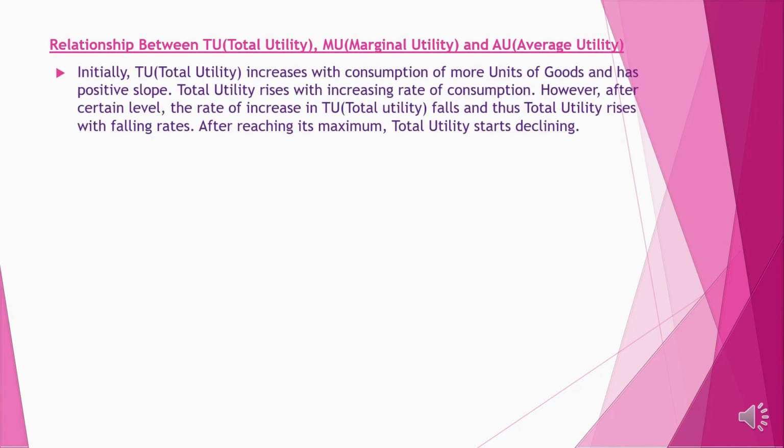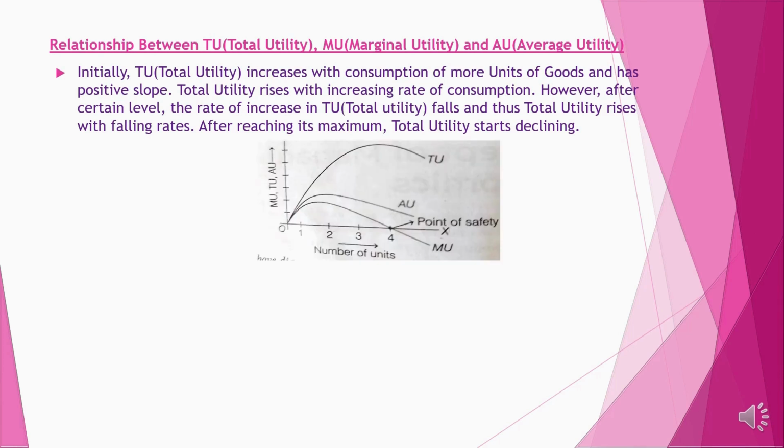Now let us see the relationship between total utility TU, marginal utility MU, and average utility AU. Initially, total utility increases with consumption of more units of goods and has a positive slope. Total utility rises at an increasing rate of consumption. However, after a certain level, the rate of increase in total utility falls and thus total utility rises at falling rates. After reaching its maximum, total utility starts declining. We can see this in the given figure.